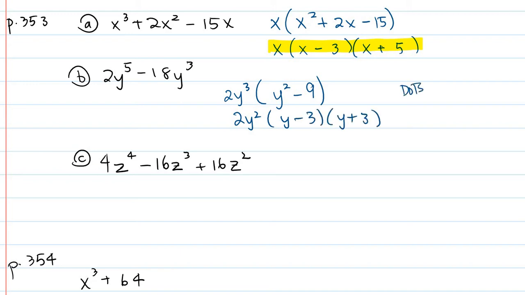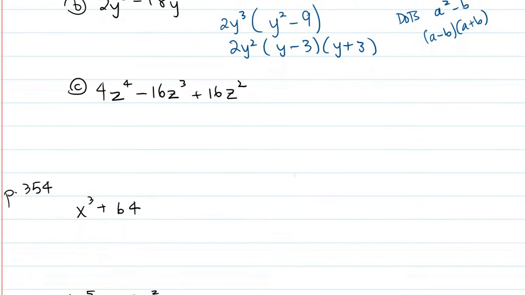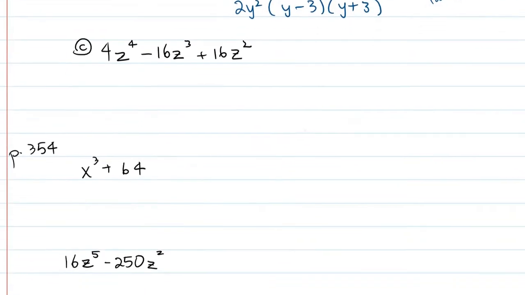Just as a recap, remember DOTS is a squared minus b squared. If you have that pattern, it factors into an a minus b and a plus b, or a plus b, a minus b. It doesn't matter what order. All right. Moving on to example number 3.